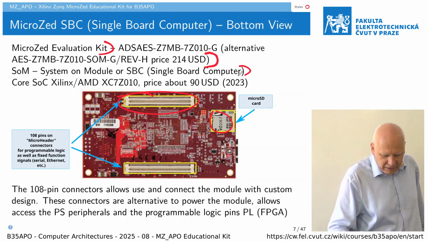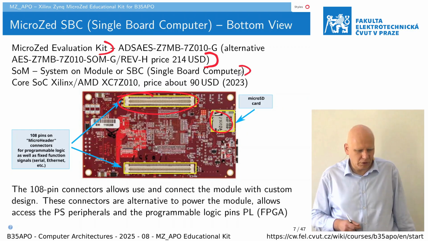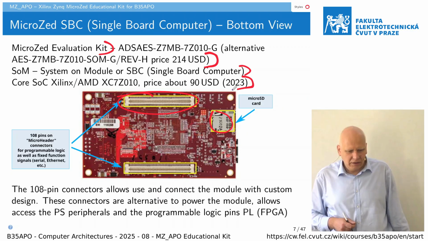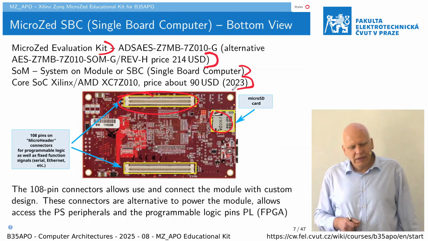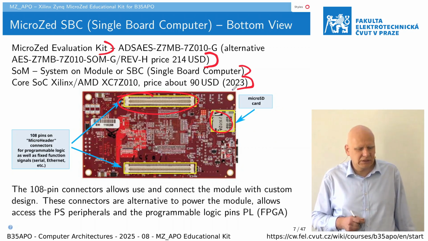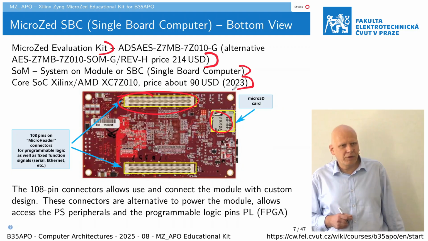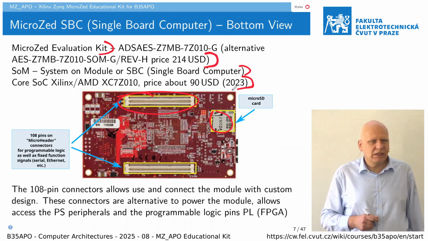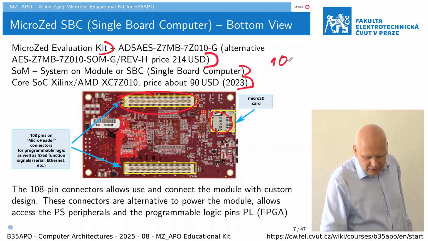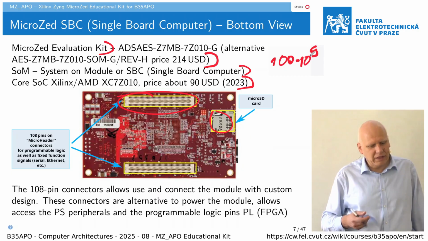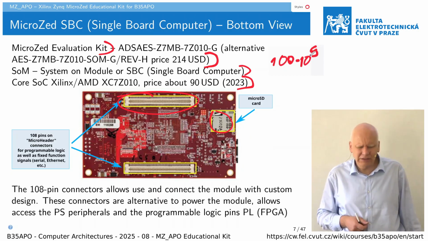and it is system on module or single board computer. Actual chip costs something like 90 USD. There are bigger chips. This is the smallest one and cheapest. But today you can buy, for example, Versal systems, which has something like 100 multiply 10^9 transistors on the chip. So it is quite massive chips, but their price is extremely high.